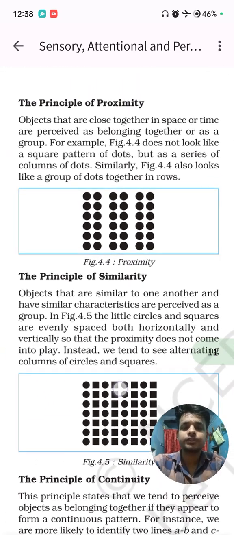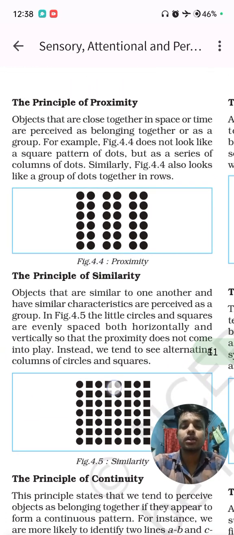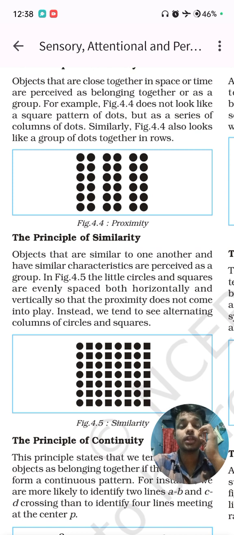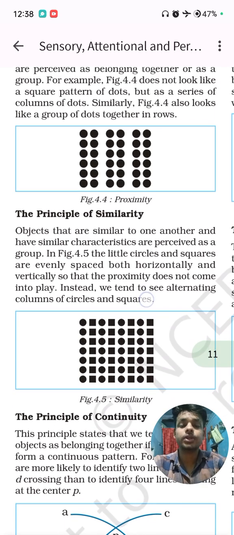First, the principle of proximity. Objects that are close together in space or time are perceived as belonging together or as a group. For example, it does not look like a square pattern of dots, but as a series of columns of dots. Similarly, in figure 4.4, look at the group of dots in a row.